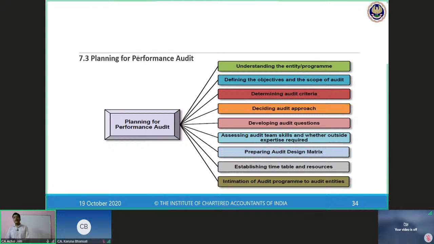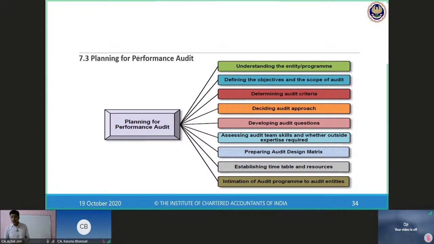Defining the objectives and scope of audit. Now, before we get on to the audit, it's very important to understand why the audit is required. And we understand the audit is required to audit the performance, which will require appraisal or assessment of economy, effectiveness, efficiency. Correct? So this will also be talking about the scope specifically in relation to the activities which are required to be tested.